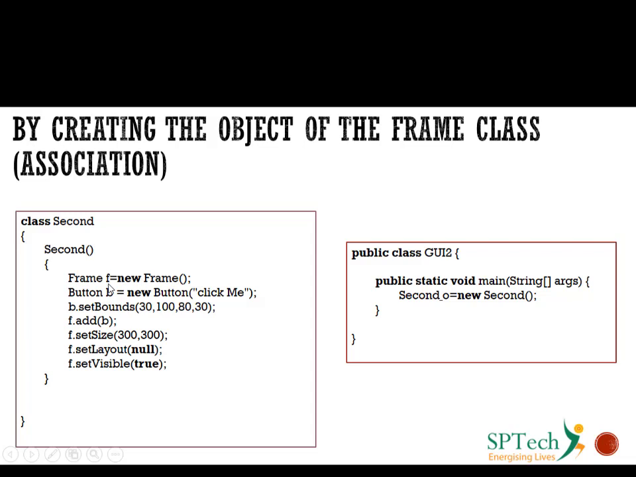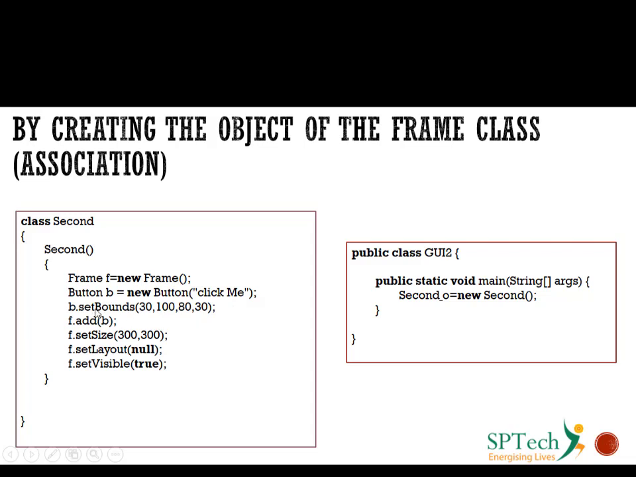So the object of a frame is f. So f is an object of the frame class. Then I am creating an object called b of a button class, and I am passing this value called "click me". So now this button is a constructor, which means that the button will have a text called click me.